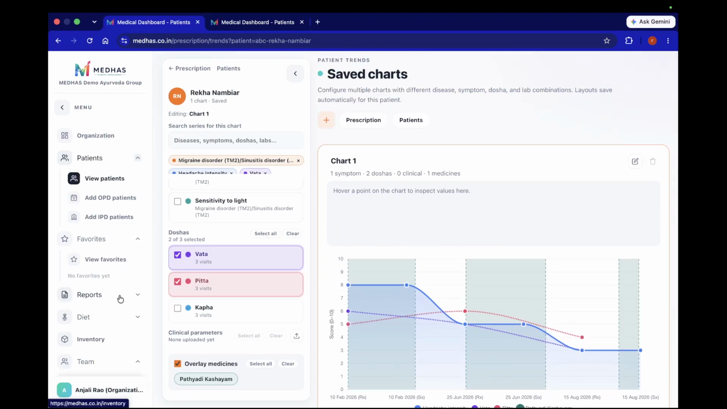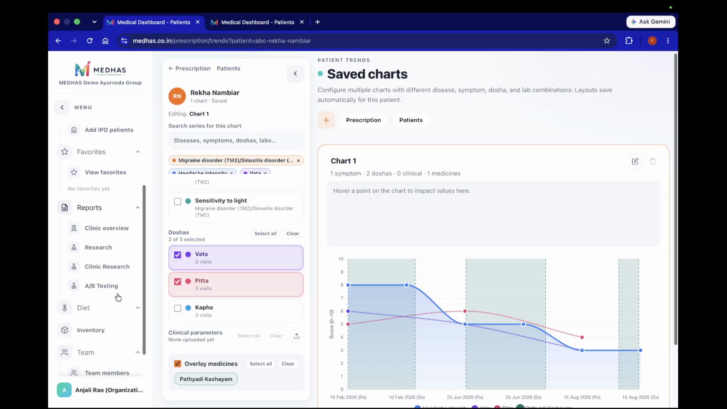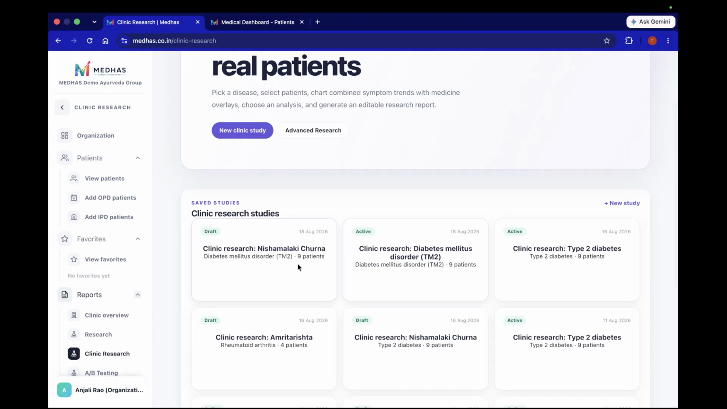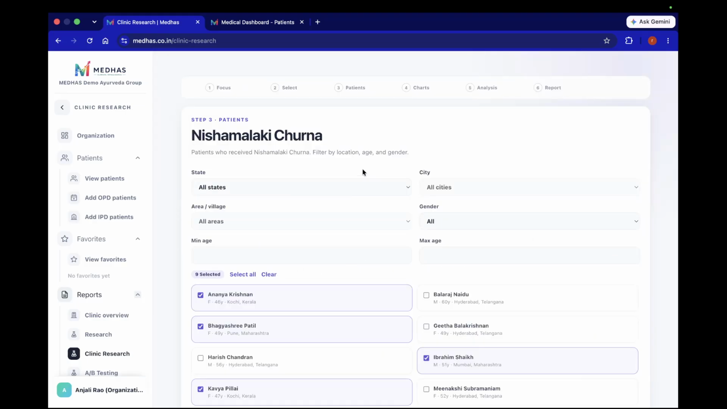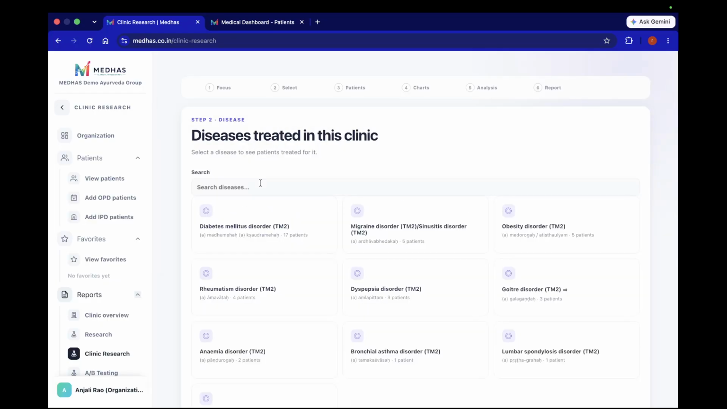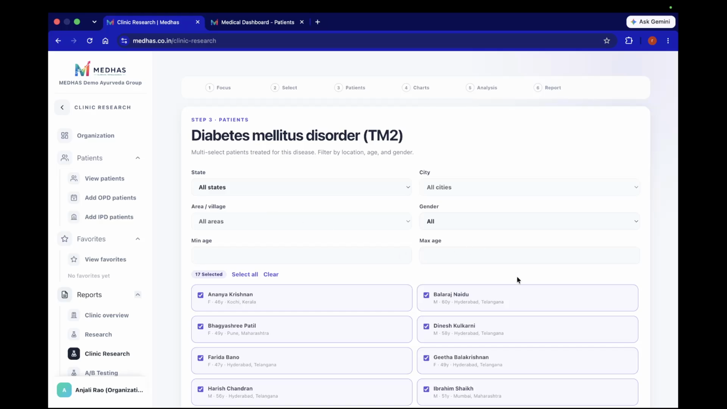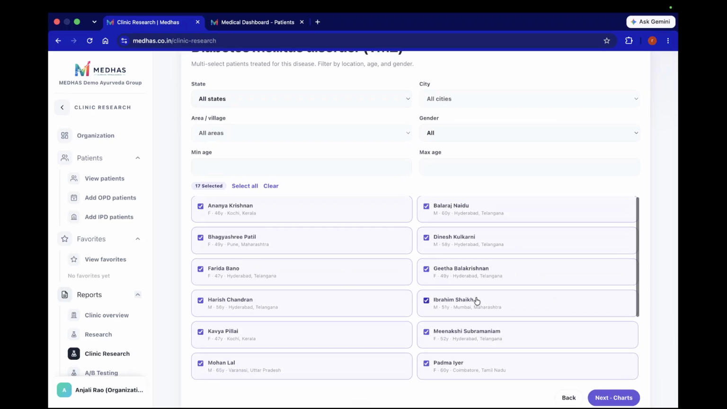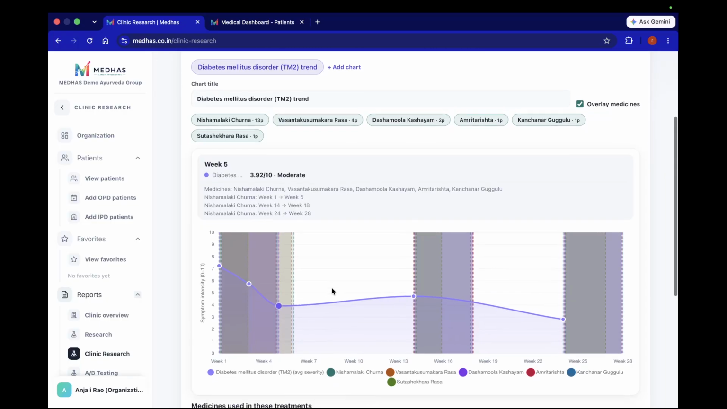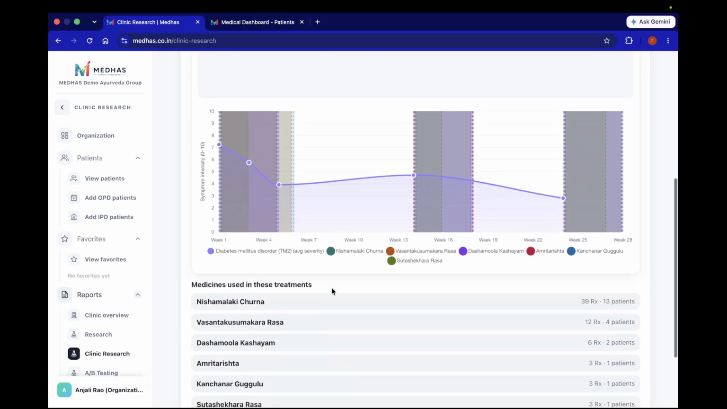Now there is a research module that we also created, which says that at a clinic level I want to study something related to diabetes. So I can go to the clinic research module, create a new study and choose a disease, symptom, or a medicine. I chose disease. I can click on this disease, select the patient cohort that I want to study, and go to the charts. We can see the overlay of different medicines over time.